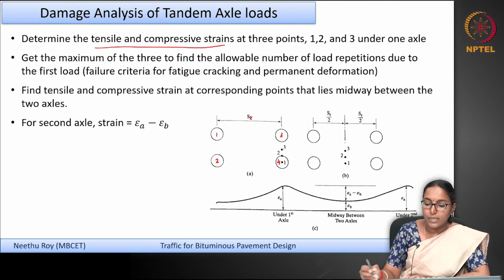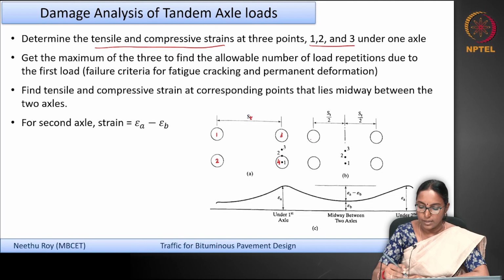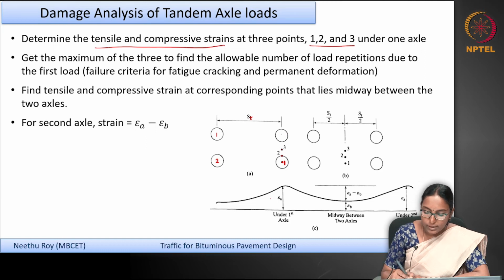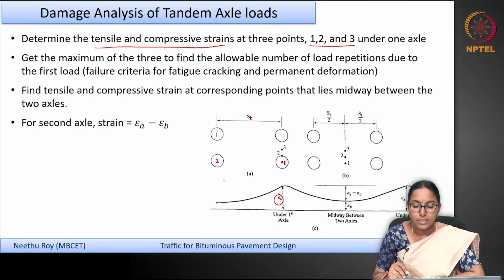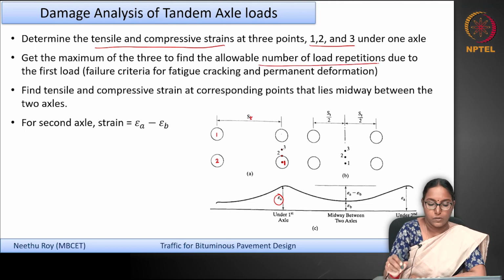So, you have to determine the tensile and the compressive strains. First of all, you will consider points 1, 2 and 3 under a single axle, under the first axle. This is point number 1, which is at the center of the first load. Point number 2 is the edge of the first load, and point number 3 is midway between the two wheel loads. So, you have 3 locations. At these 3 locations, you will find the tensile strain and the compressive strain, and you can find the maximum of the 3, so let it be epsilon A. Under the first axle you take the maximum of these 3 strain values, and that can be used to find the allowable number of load repetitions due to the first load.